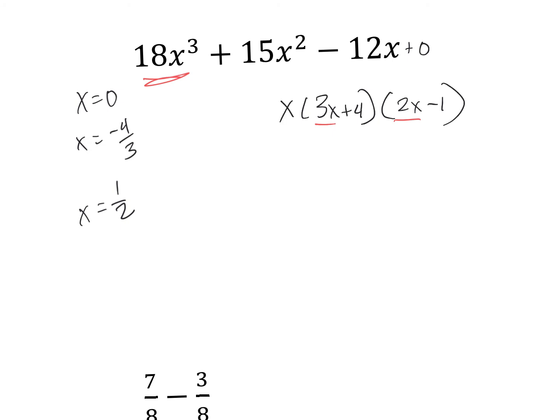So now I have x times 3x times 2x, but that still doesn't get me to 18x cubed. Yes? Put a 3 there. Is there a common factor of 3? And if that's the case, I have 3x, 4, and -1. Does that get me to that -12x? It sure does.